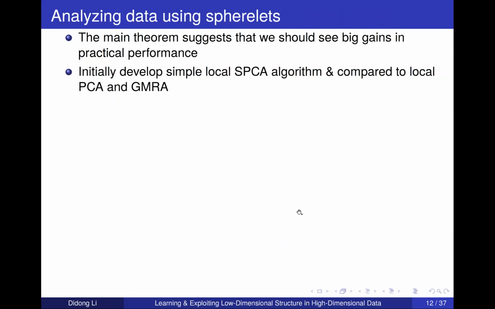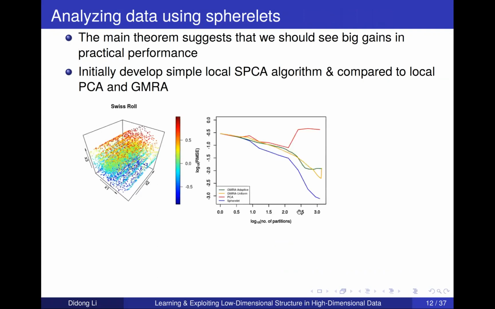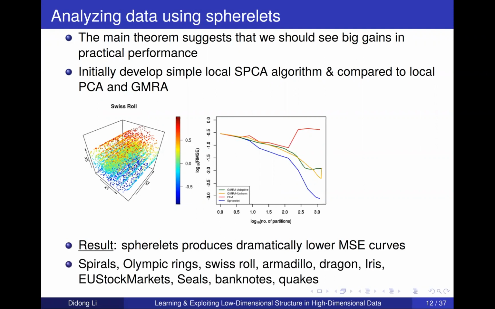We initially developed a simple local spherelets algorithm and compared it to local PCA and GMRA. Here are the two examples I mentioned, the Swiss roll. The x coordinate is the log of the number of partitions or local pieces, and the y coordinate is the log of the mean square error. So the lower the better. The blue one is from our local SPCA, and the red one is from local PCA. This is due to overfitting. And the green and yellow curves are from GMRA. You can also see some results on real data, but I will not present them here.